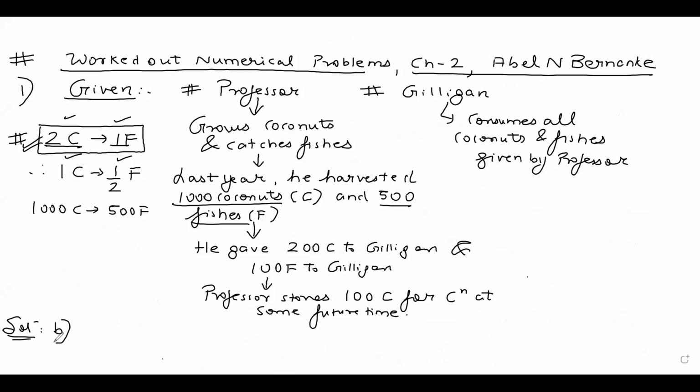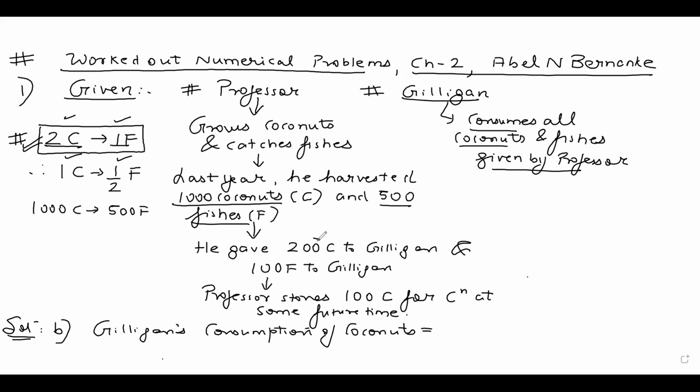Okay, so if we talk about Gilligan first, Gilligan consumed all the coconuts and fishes given by the professor. So I can write Gilligan's consumption of coconuts. Gilligan's consumption of coconuts is how much? So how much coconuts are given to Gilligan? 200 coconuts are given to Gilligan. 200 C.